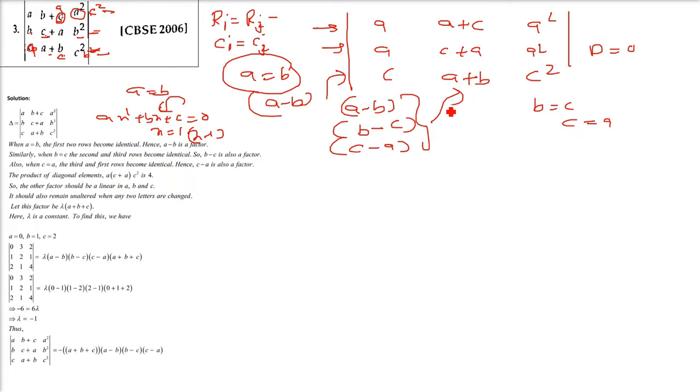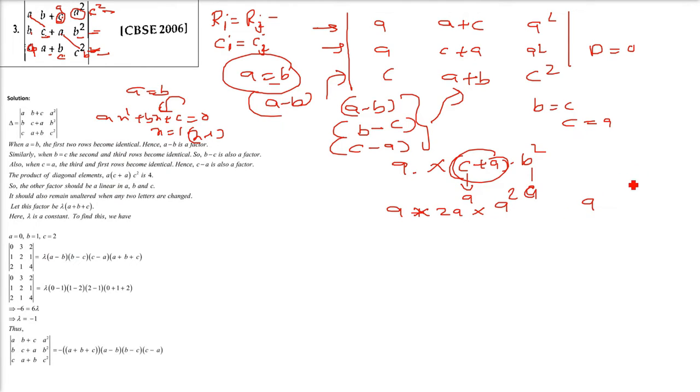So what do you get? A minus b, b minus c, c minus a, these are the factors. Now we have to multiply the diagonal, a, c plus a, and c square. Because a equals b, b equals c, c equals a, we can just change. Now let us say b equals a or c equals a. We just need to see the power. Don't worry about the values. So a multiplied by this, a plus a becomes 2a. This is a square, for example. This gives you a to the power 4.